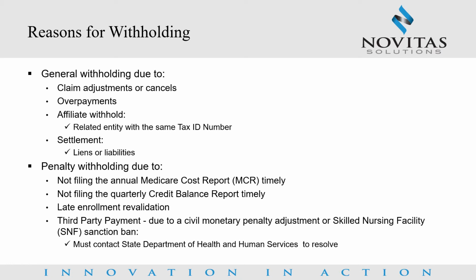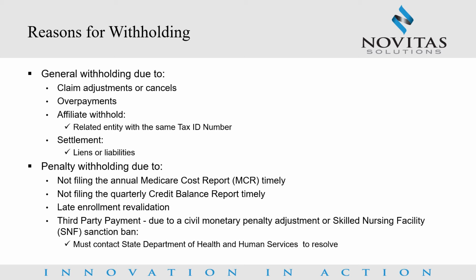Reasons for withholding. A payment withhold may be necessary due to general processing-related situations or due to an imposed penalty. Some general withholding situations may occur due to claim adjustments or cancels, overpayments, an affiliate withhold which may apply to a related entity with the same tax ID number, and/or settlements including liens or liabilities.